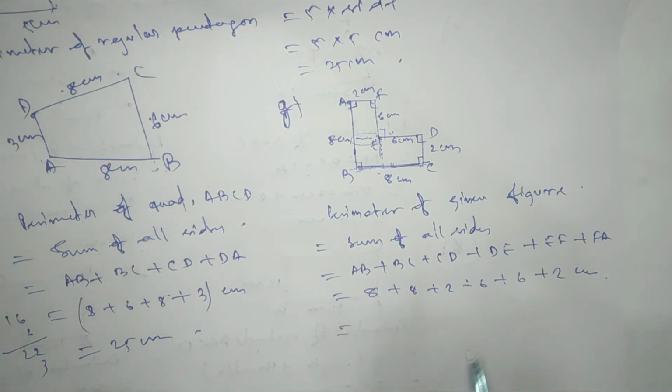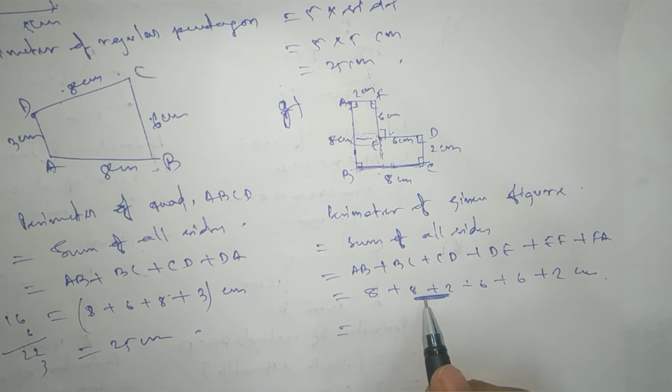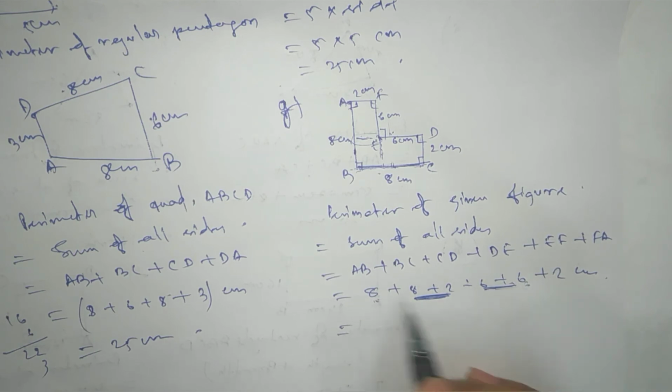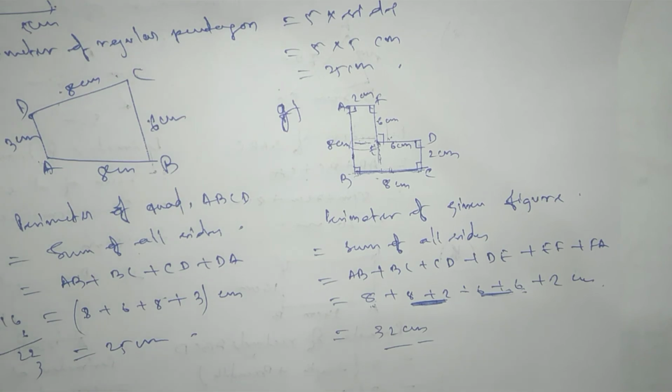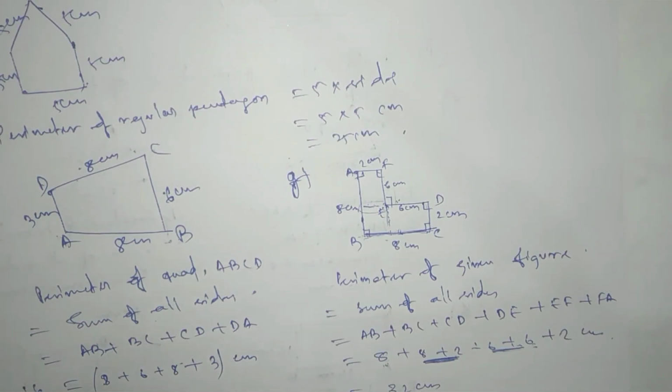So what we're going to get: 8 and 8 is 16, 18, 24, 30, 32 centimeter. This will be your answer. So this way we can find the perimeter of the given figure.